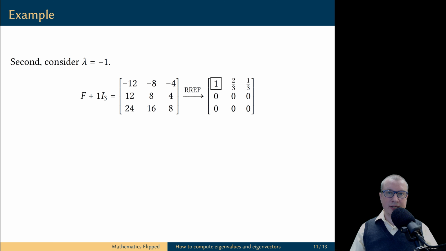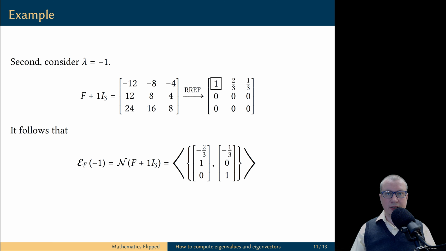Next, we consider the second eigenvalue, -1. We construct a matrix F minus -1 times the identity matrix, and we find the reduced row echelon form of this matrix. There are two free variables in the solution to the corresponding homogeneous linear system, and therefore the null space of this matrix has a basis which consists of two vectors. This means the dimension of this eigenspace is equal to 2.